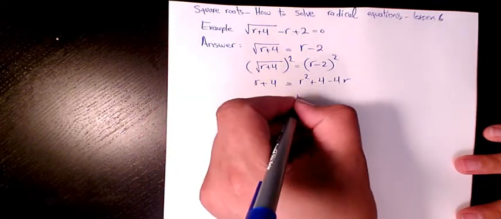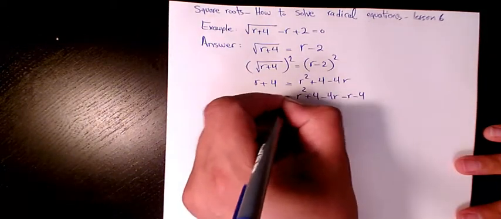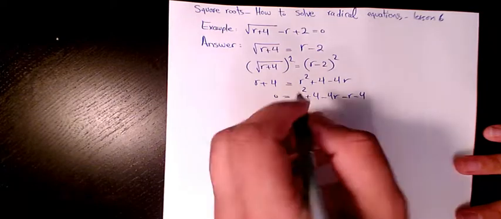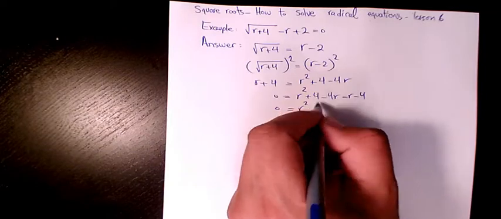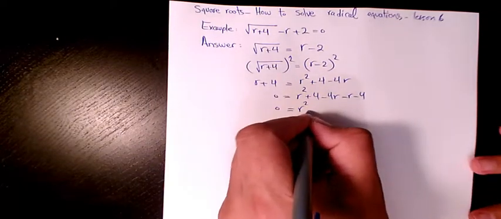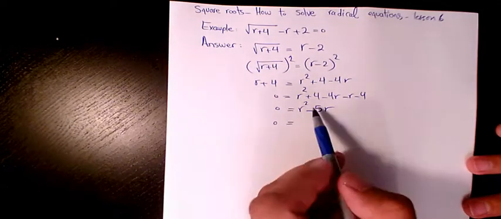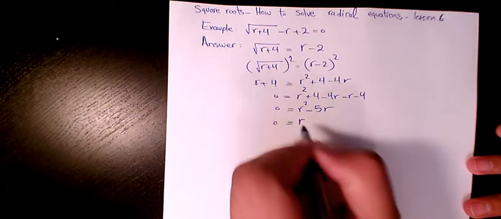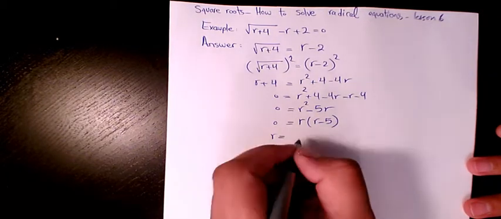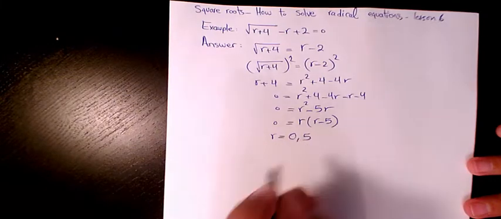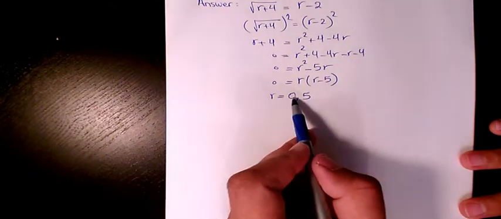Then you move this to the right hand side. It's going to be r squared. This cancels out. 4 minus 4 is going to be 0, and then we have negative 5r. So then we need to solve r squared minus 5r. We factor r times r minus 5. So the values of r are 0 and 5. This is the final answer, which are 0 and 5.